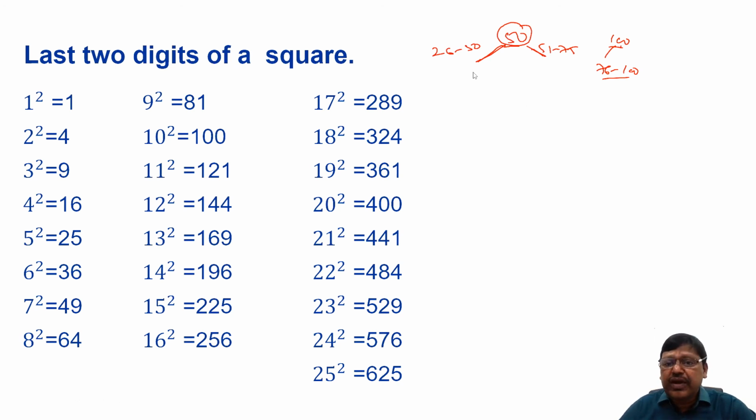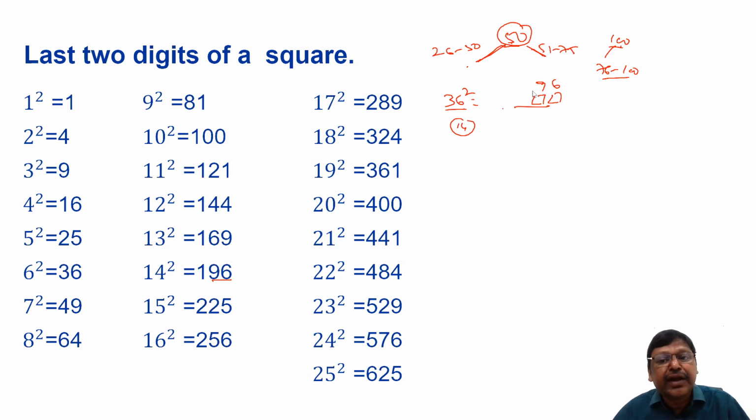Right? So let's say, for example, if I ask 36 square, what are the last two digits? Since I'm talking about two digit concept, let me restrict myself to last two digits. 36 is how much less than 50? 14 less. So 14 square's last two places is 96. So 36 square's last two places will be 96. You can calculate and check. Suppose I ask you 62 square's last two places, it is how much more than 50? 12. 12 square is 144. So the last two places are 44.